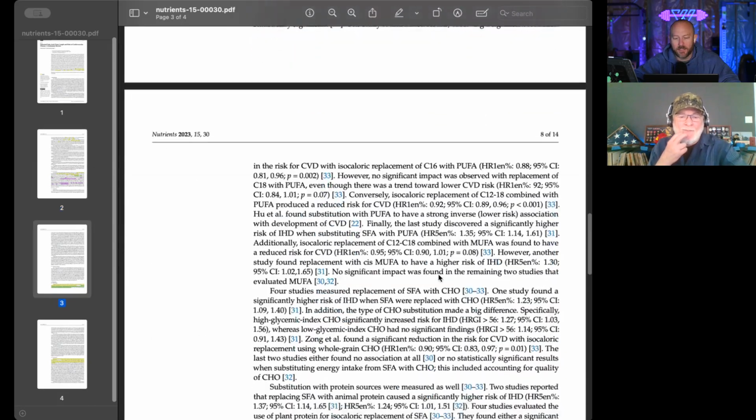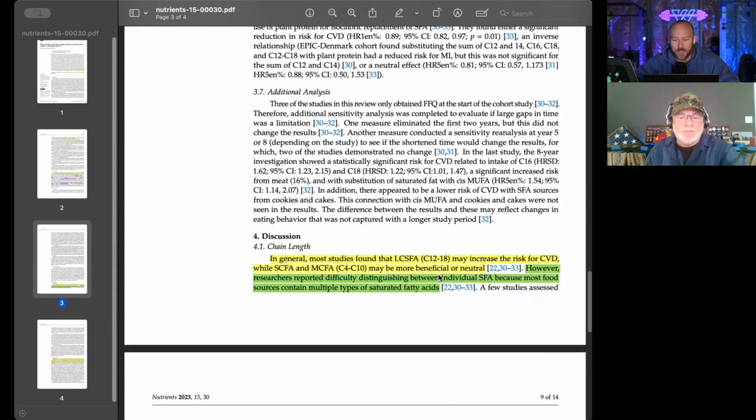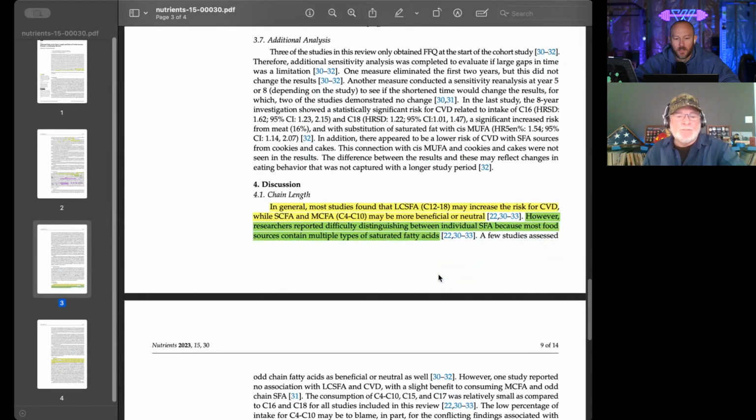Why are there studies that show no association between saturated fat and heart disease? In general, most of the studies in the review here found that long-chain saturated fatty acids, that is carbon-12 through carbon-18, may increase the risk for CVD, while short-chain and medium-chain may be more beneficial or neutral. However, researchers report difficulty distinguishing between individual saturated fatty acids because most food sources contain multiple types of saturated fatty acids. And that's why our dietary recommendations are what they are. Just try to reduce saturated fat overall.